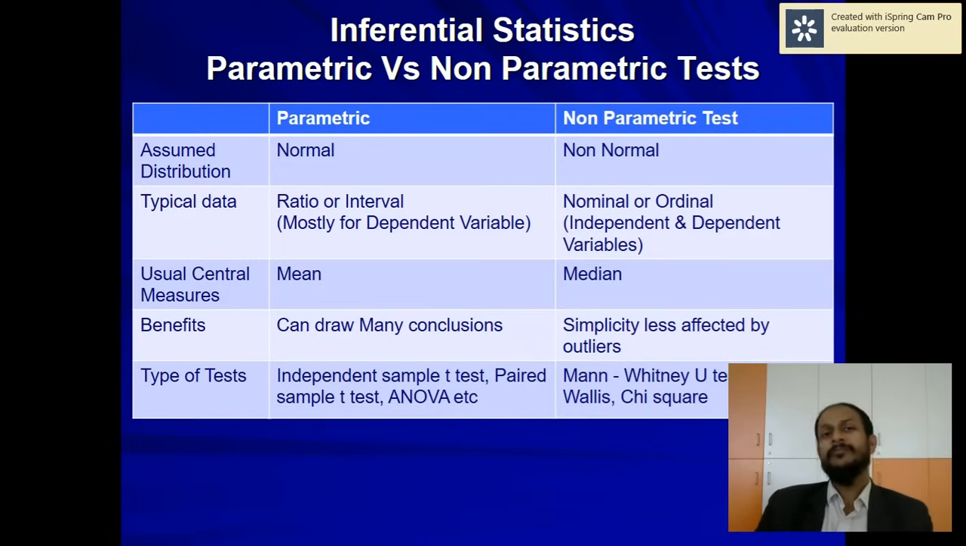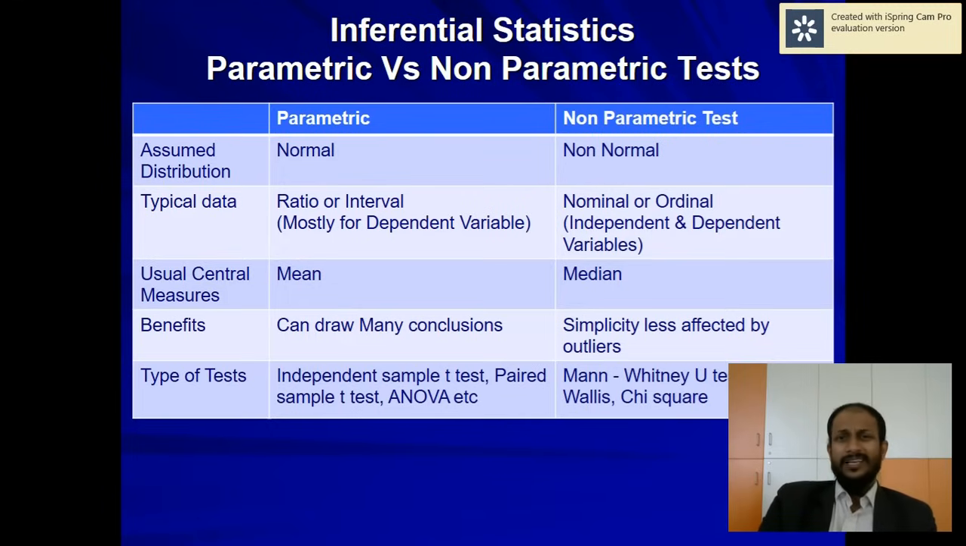Second one is non-parametric test. In non-parametric test, the typical set of data is either nominal or ordinal. So it is applicable for both independent as well as dependent variable. The third one is the central measures. Usually we will be able to use the mean for the parametric test, whereas for the non-parametric test, because the data that we have obtained is only in the form of either nominal or ordinal, we can use a technique like median. We cannot use techniques like mean, as in parametric test.